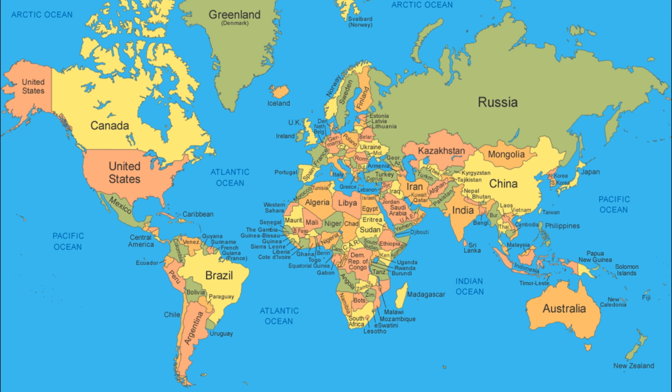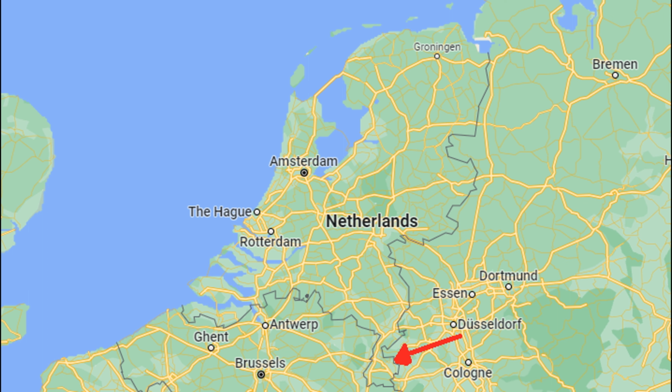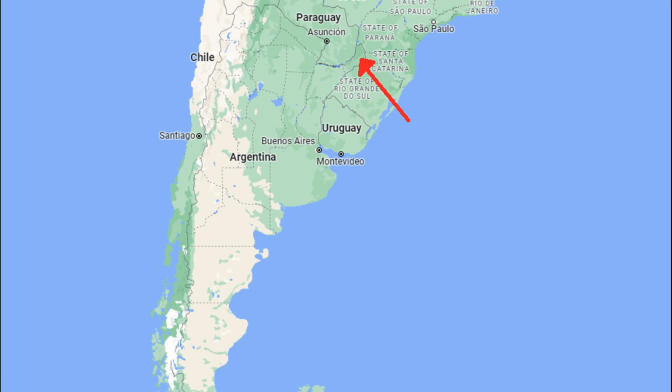Tell me, do you ever just look at a map and start noticing weird stuff about it? For example, take a look at this part of the Netherlands here. Why does it just jut out from the rest of the country like that? Or this part of Argentina that just extends this way? A bit strange, isn't it?